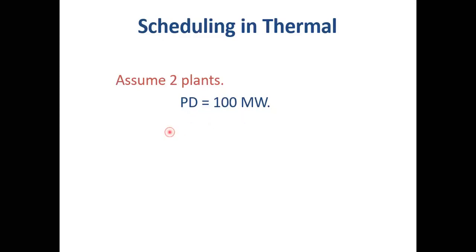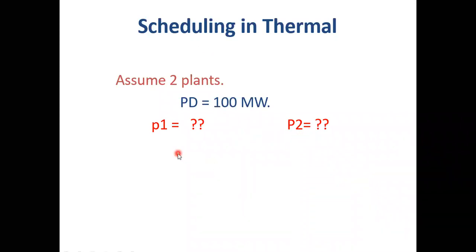But here the point is, what is the value of P1, and similarly what is the value of P2? That is nothing but scheduling: how much power we are going to generate using the P1 plant, and similarly how much power we are going to generate using the second power plant. When you consider this problem, the total demand is 100 megawatts. Out of this 100 megawatts, a part must be generated by P1, and the remaining part must be generated by P2. That is scheduling.